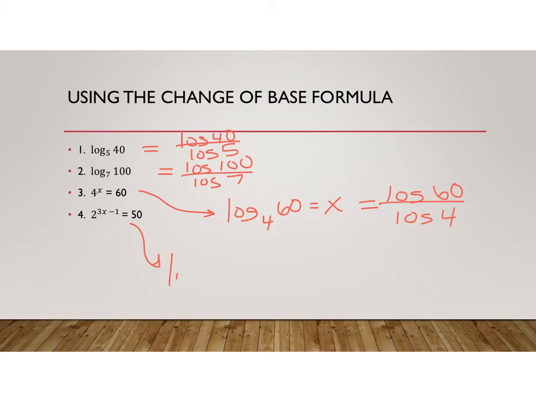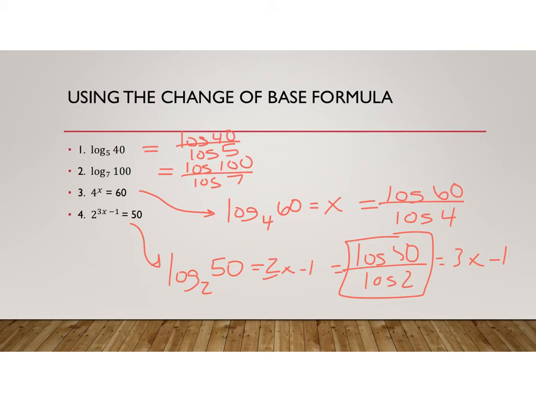This one here is like changing the form. It's log base 2 of 50 is equal to 3x minus 1. So then I'm going to go log of 50 divided by log of 2. Do this on my calculator. I'm going to add 1 and then divide by 3.